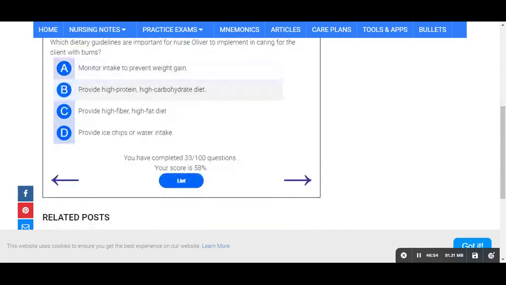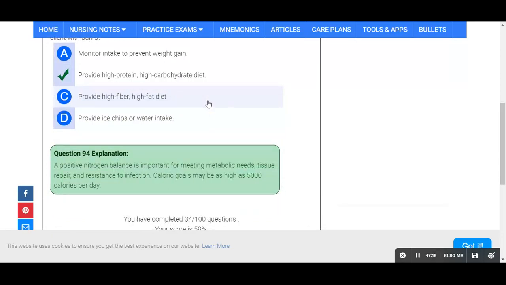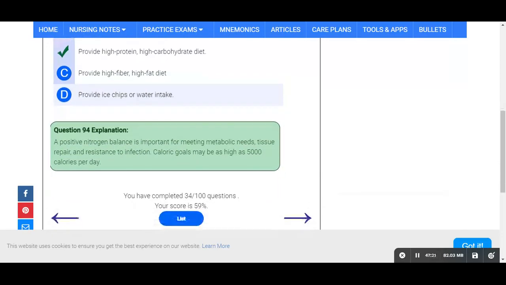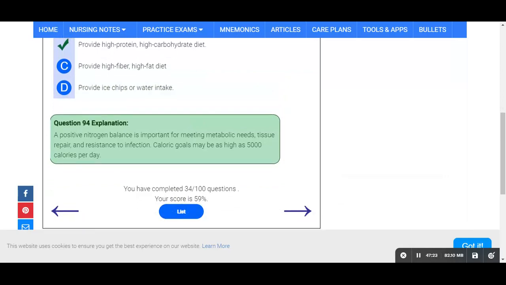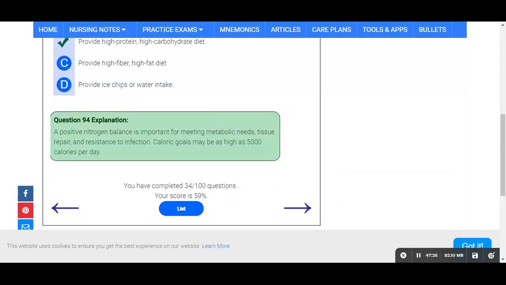Which dietary guidelines are important for Nurse Oliver to implement in caring for the client with burns? Monitor intake to prevent weight gain. Provide high protein, high carbohydrate diet. High fiber, high fat diet, ice chips or water intake. Right, correct. It's about providing high protein, high carbohydrate diet. A positive nitrogen balance is important for meeting metabolic needs, tissue repair, and resistance to infection. Calorie goals may be as high as 5,000 calories per day.